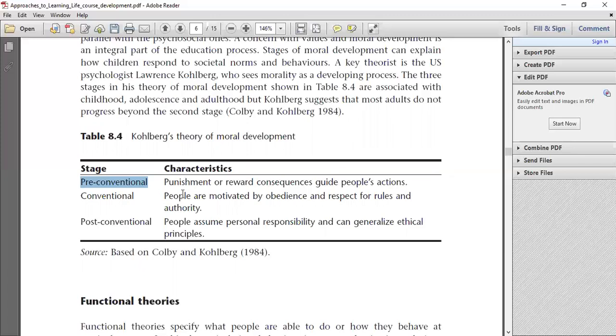And then the same, after maybe a minute or two, I might have taken a decision because of the conventional development stage, and then I might have taken a decision because I might be behaving as a person who is at the post-conventional moral stage. So people keep moving or fluctuating between these three stages.